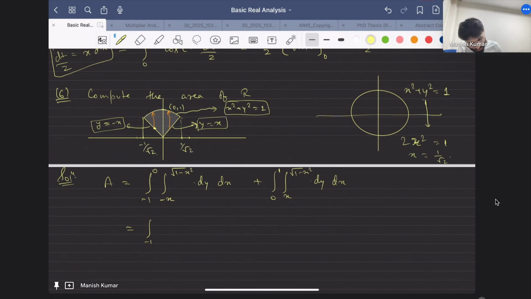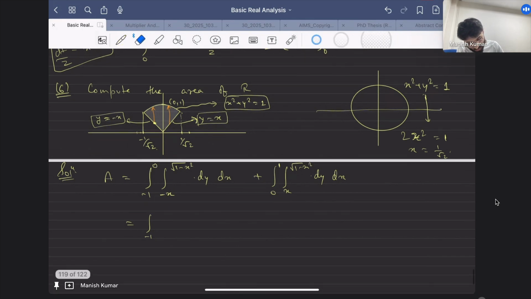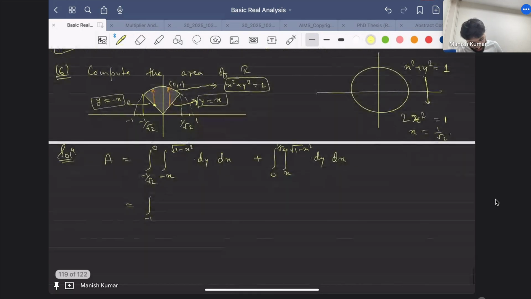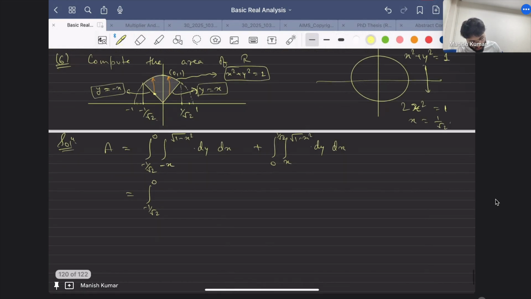Okay. So I think my figure earlier that I made was correct. Okay, so this is the intersection point. So here the limit would be minus 1 by root 2, and here it would be 1 by root 2. Okay, so now it's just simple computation.